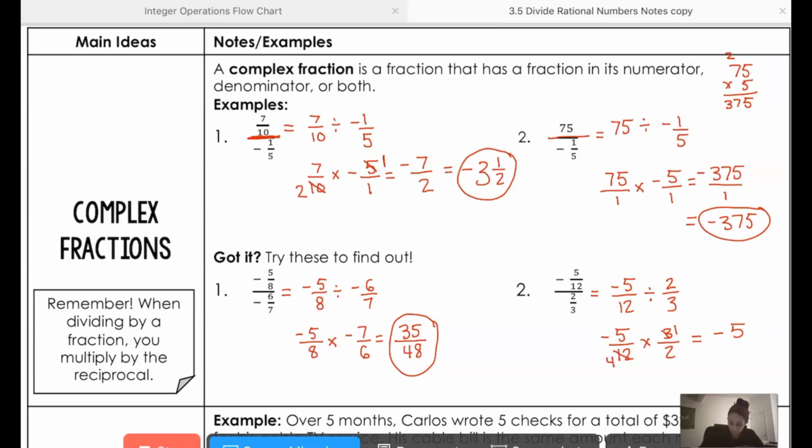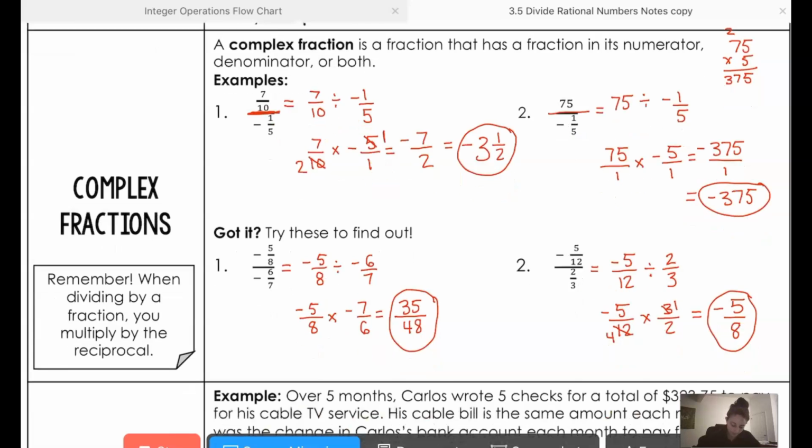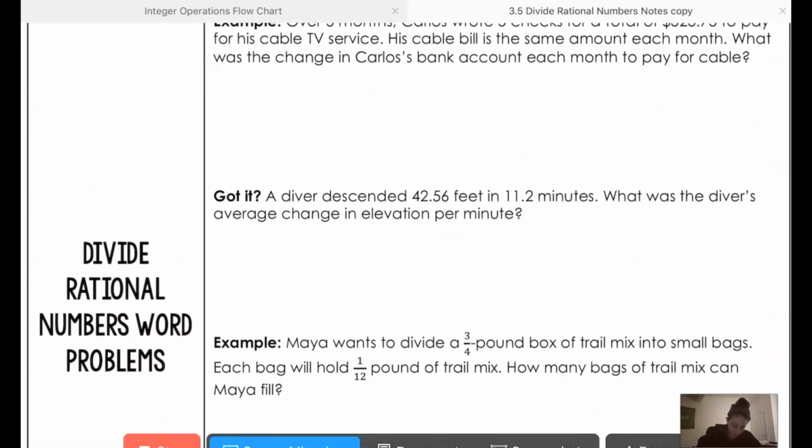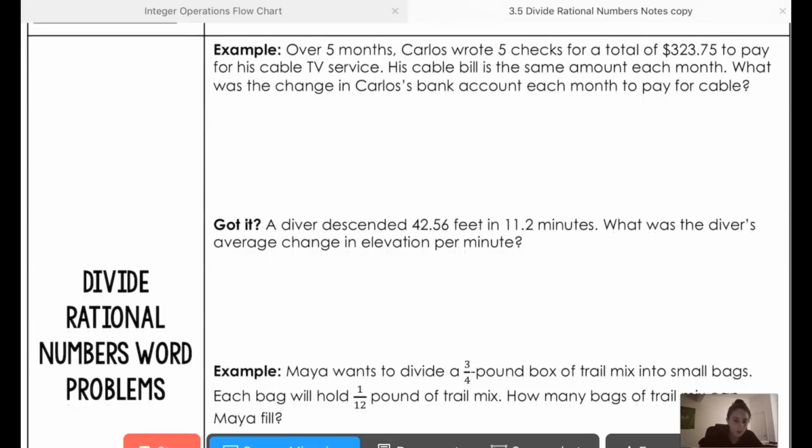All right, take a moment. Check your answer with my answer. Hold on, it's still popping up on the screen. There it goes. Number 2 is negative 5/8. Took a little bit to load. All right, if you need to, pause the video to check your work a little bit further. And we're going to move on to some word problems.